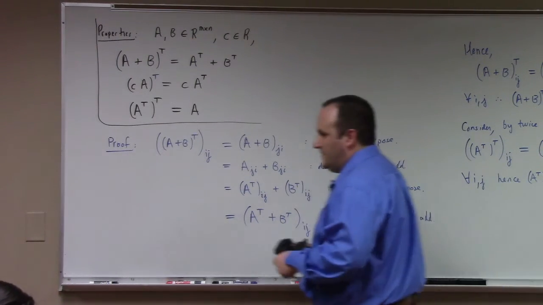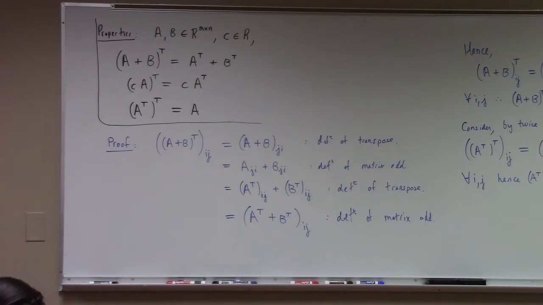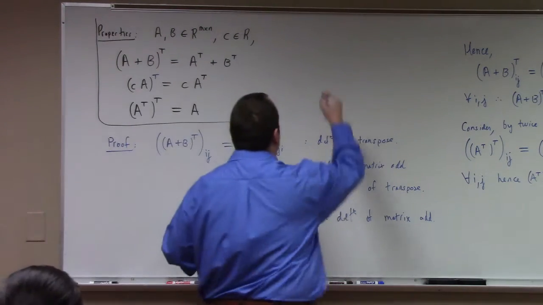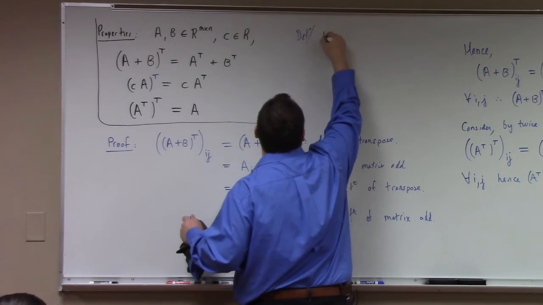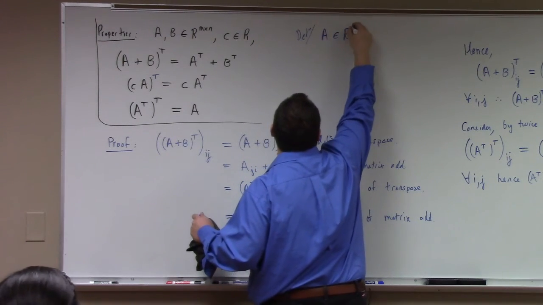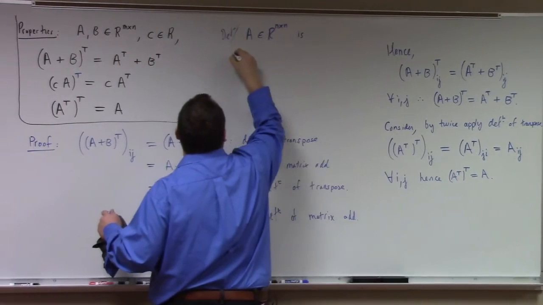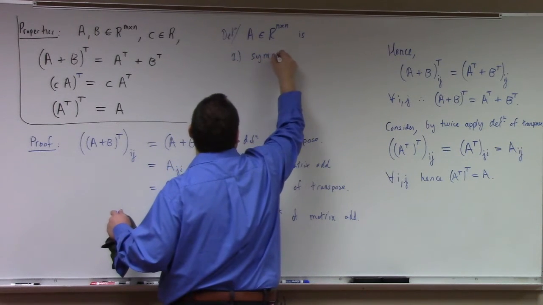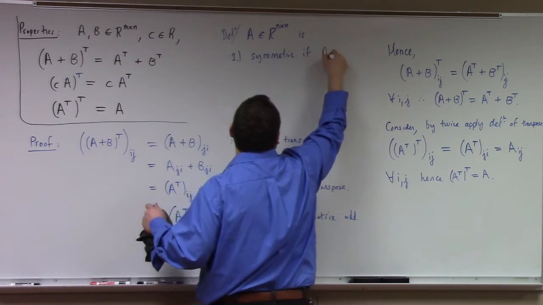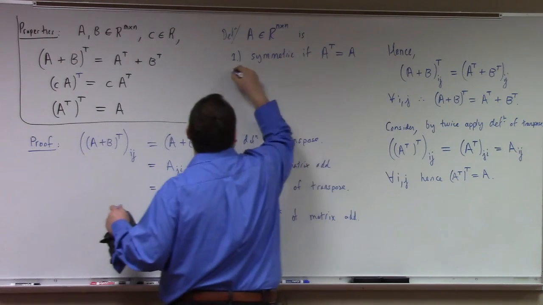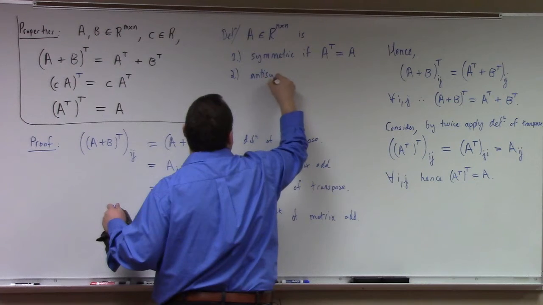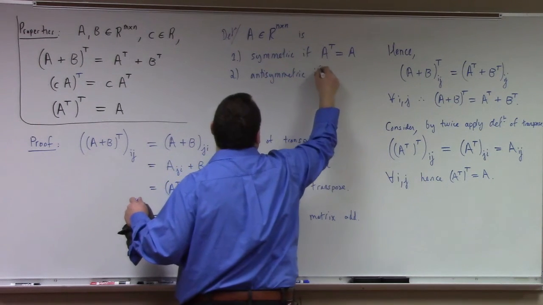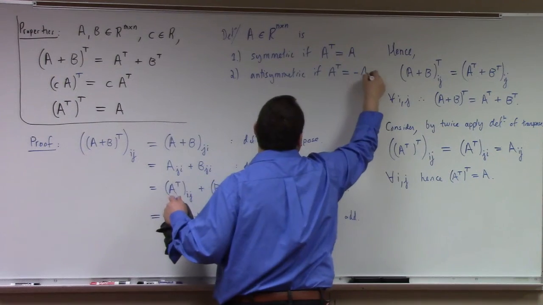So transpose will stay with us. We have lots more to say about transpose as we go on in here. It's always with us. Oh, one more thing I could say right now. A matrix is said to be symmetric. Here's one important use of the transpose definition. A in R n by n is 1, symmetric if A transpose is equal to A, and 2, antisymmetric if A transpose is equal to minus A.